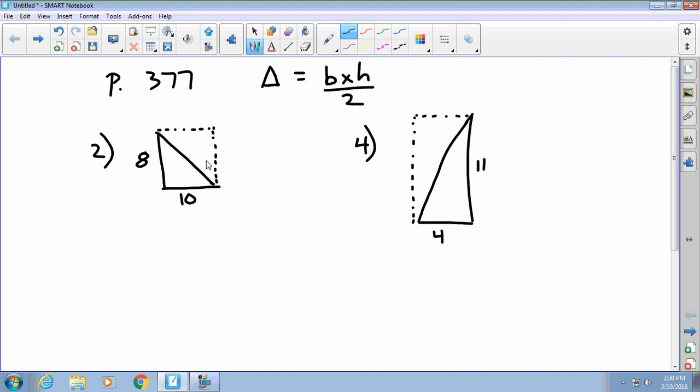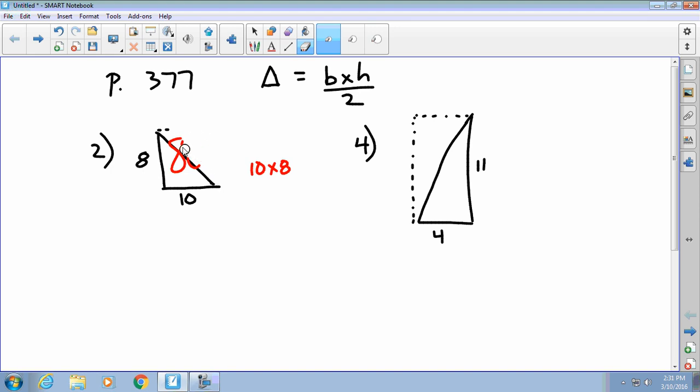Notice on page 377, number 2, it looks like it's almost a rectangle here. It's got 8 and 10. And what we want to do is simply the same thing that we've been doing with base and height. We want to first do 10 times 8. And if I get 10 times 8, that's going to be the entire rectangle. But because I'm only dealing with the triangle piece, I am really only interested in this triangle piece.